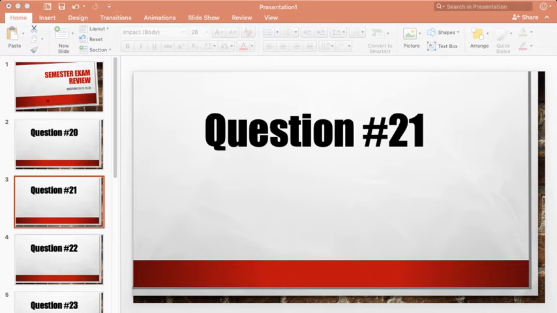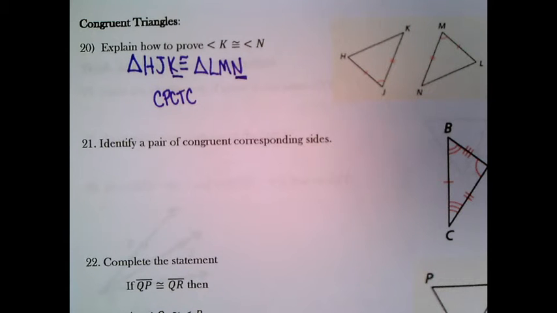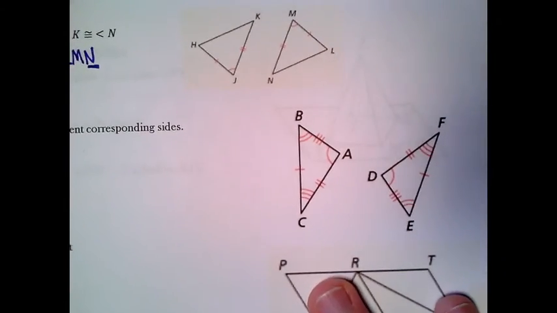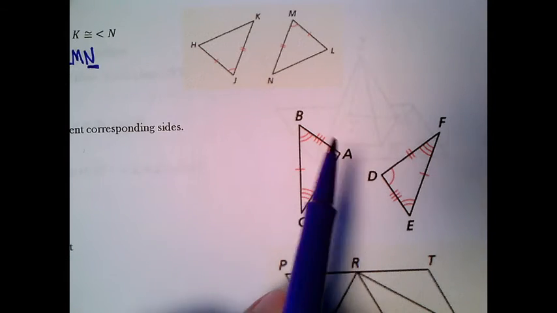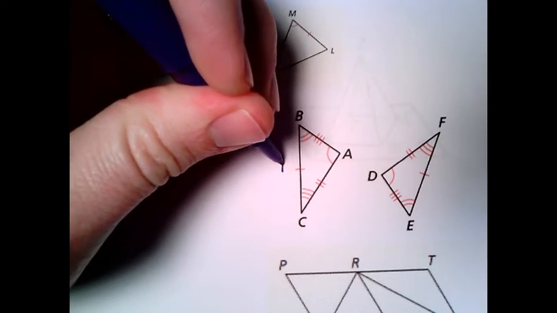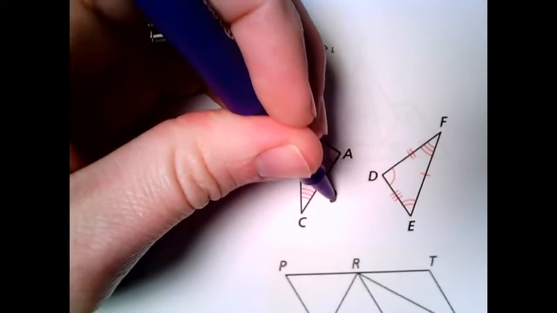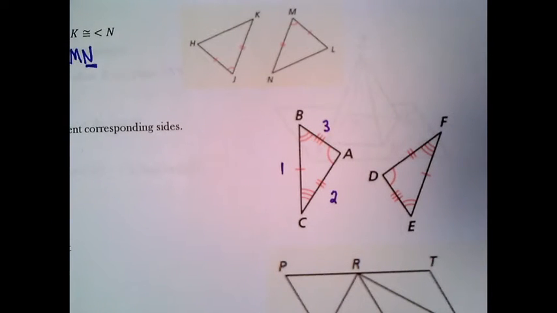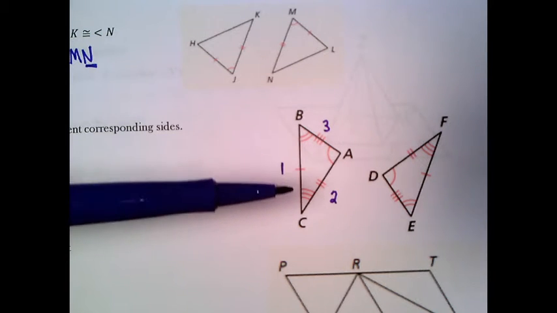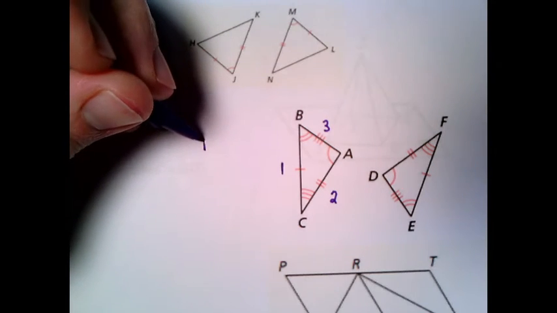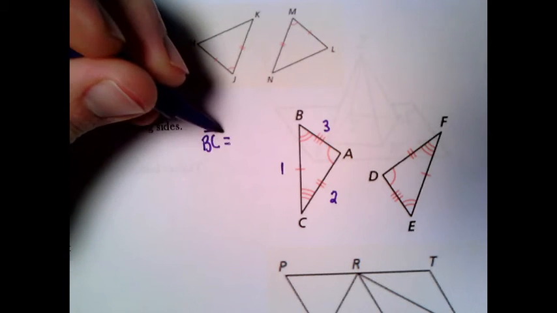Question 21. We're going to do that one next. And it says identify a pair of congruent corresponding sides. So I'm going to move this over a little bit so we can talk about that. This is all about matching. On this triangle, there's 3 sides. I'm just going to number them for you. So this is side number 1, this is side number 2, and this is side number 3. So I'm going to name side 1 first. And I'm going to use the letters in alphabetical order. So B and C. That's side 1. So I'm going to say side BC is congruent to.